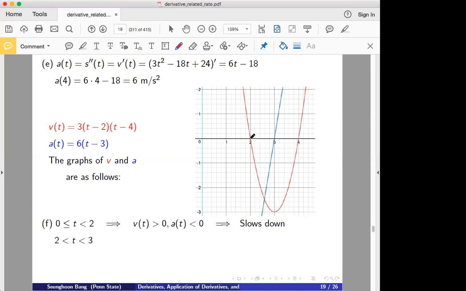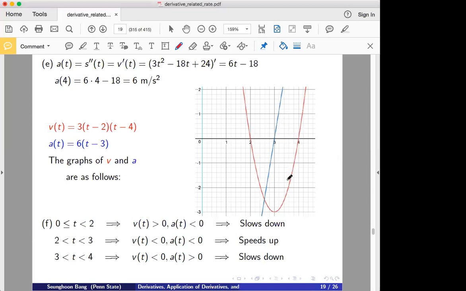t is between 2 and 3. What's that? The red one is negative. The blue one is also negative. We have the same sign, speeds up. The time t is between 3 and 4. What happens? Here, the blue one is positive. Acceleration is positive. The red one, the velocity, is negative. We have different signs, slows down.